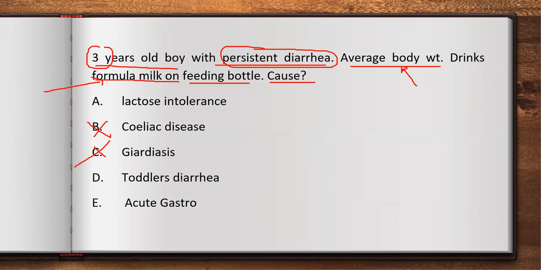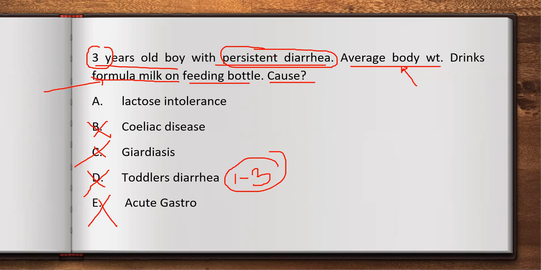Toddler's diarrhea. Toddler's diarrhea is common in toddlers between 1 to 3 years old. So these 1 to 3 year old children are called toddlers. Diarrhea in toddlers who don't have any other underlying cause is mainly toddler's diarrhea. But the main clue for toddler's diarrhea is that they will tell you this child is taking a lot of fruit juices. A lot of fruit juices and diarrhea without any other underlying cause, that's toddler's diarrhea. Their body weight will be fine, they will be growing and thriving well. So this one is also unlikely, given they haven't given any clue like that.